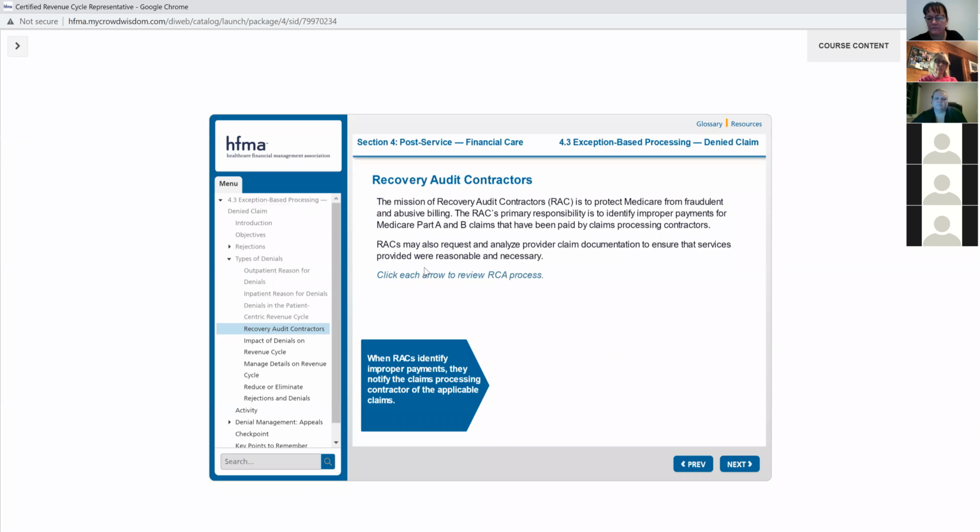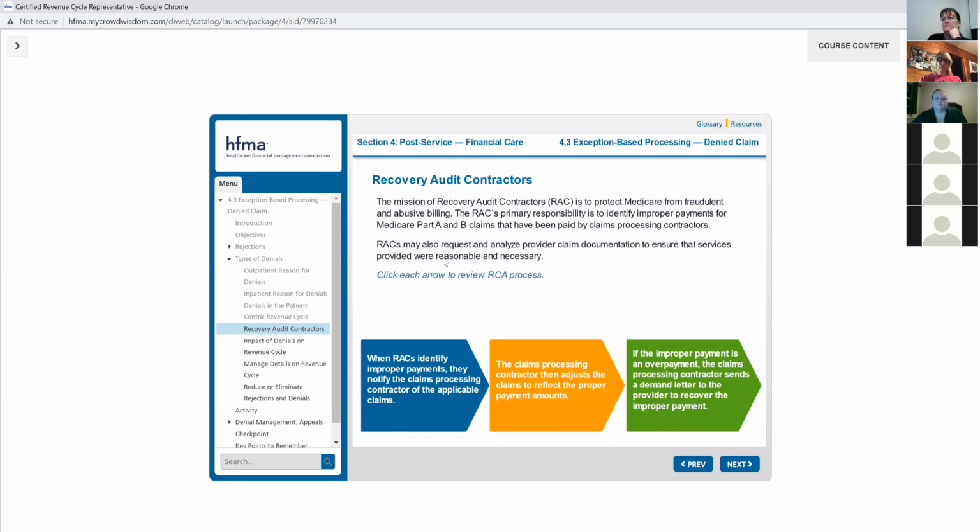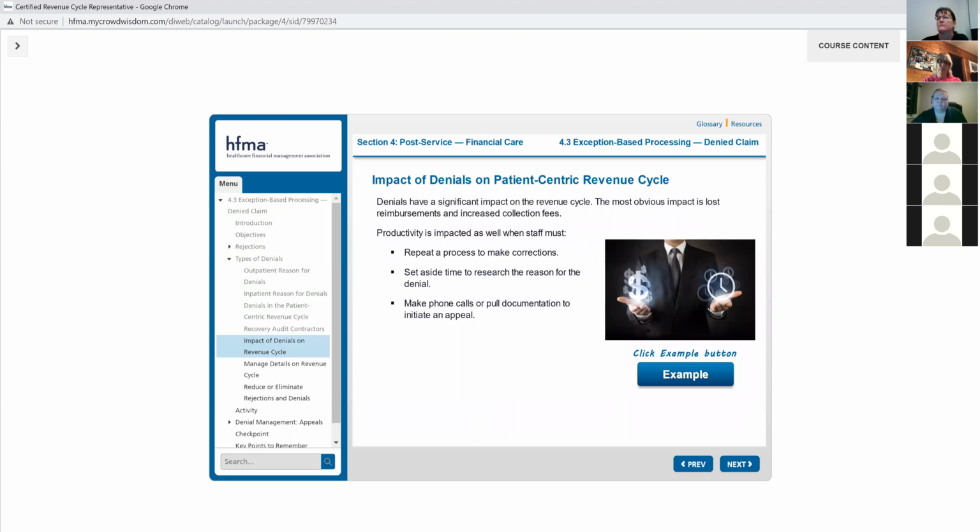Okay, so then you have the impact of denials on the patient-centric revenue cycle. Denials have a significant impact on the revenue cycle, which I'm sure we all are very aware of. Lost reimbursement and increased collection fees are obviously the most obvious impacts. Productivity is also impacted, so you need to repeat a process, make corrections, set aside time to research, maybe send appeals, and then make phone calls or pull documentation to initiate that appeal. So we click the example, it's just going to give you an example of what the denial is, and then here's the cost of the denial.